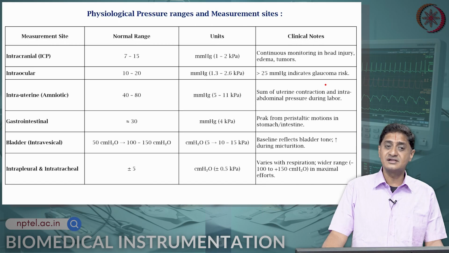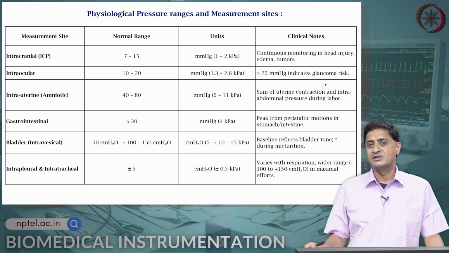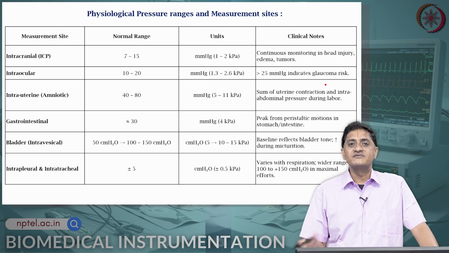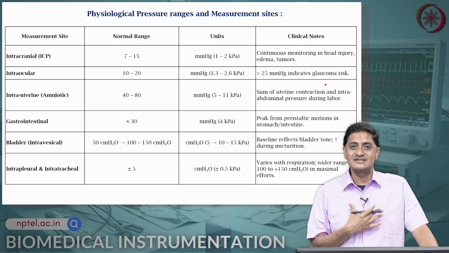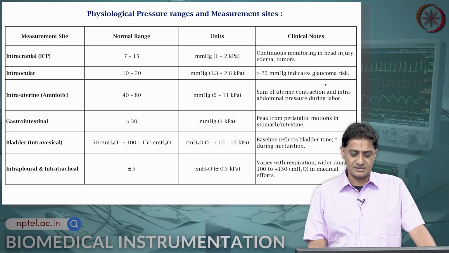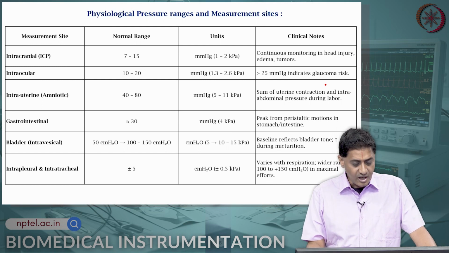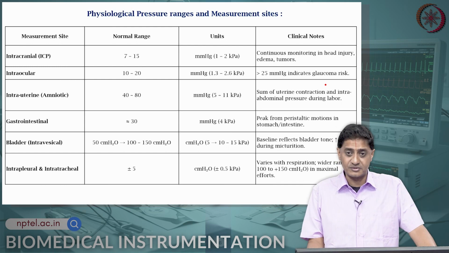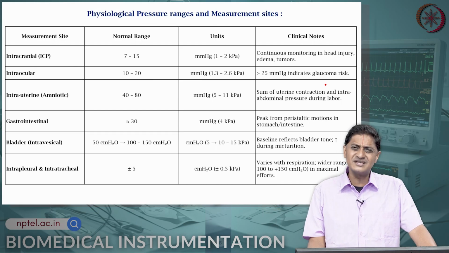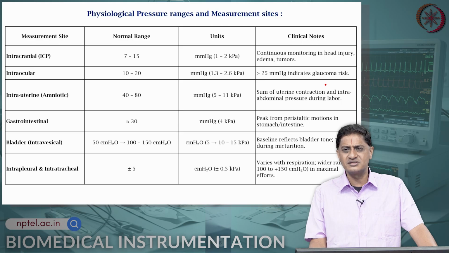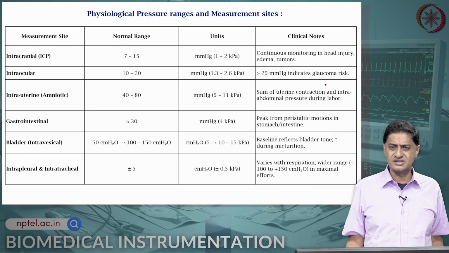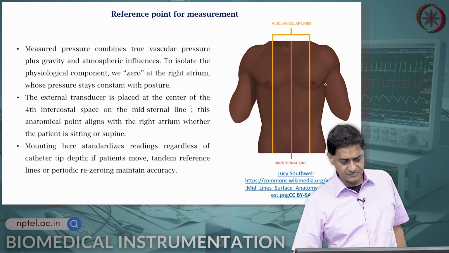Intrapleural pressure and intratracheal pressure, within the chest sac, lungs and the chest sac, approximately 5 centimeter of water. This varies with stages of respiration, where you are in the cycle of respiration, and usually has a wider range during maximal efforts.